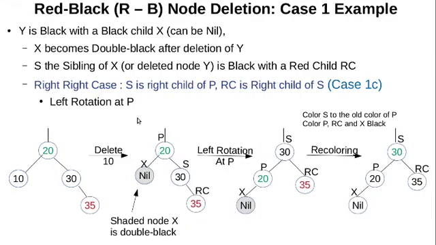Let's go through the second example, which shows the processing related to the right case. Consider the red-black tree on the left. We aim to delete node 10, which is colored black. Node 10 is a leaf node, so its children are nil and are considered black.